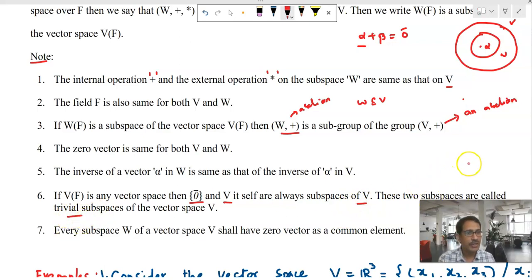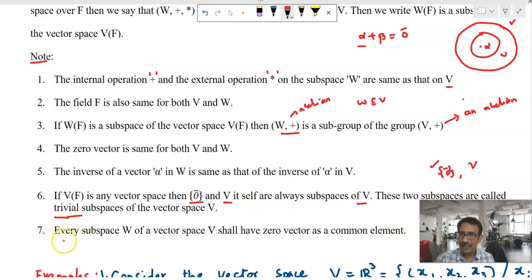That means if you take any vector space V, there are two trivial subspaces. What are they? Singleton 0 bar, that is the identity itself as a set, and V itself are two subspaces of the vector space V. Hope you understand. These are called trivial subspaces. What do you mean by non-trivial subspaces? Any subspace that is different from these two subspaces, that is singleton 0 bar and V, is called a non-trivial subspace. We will see.